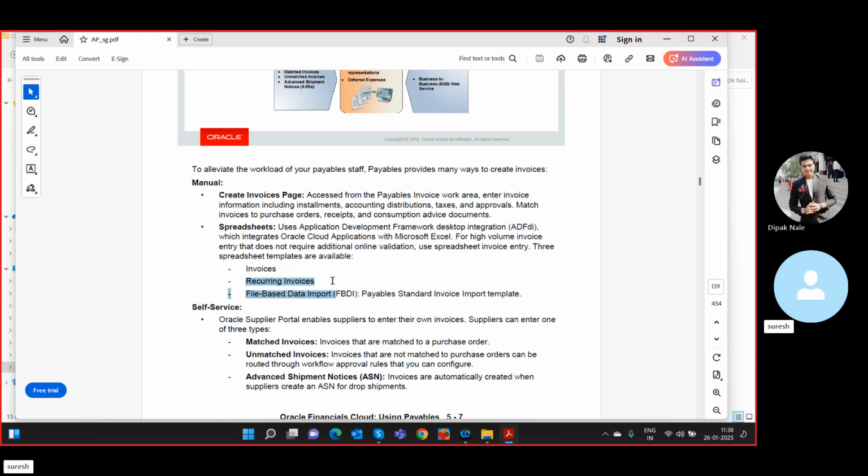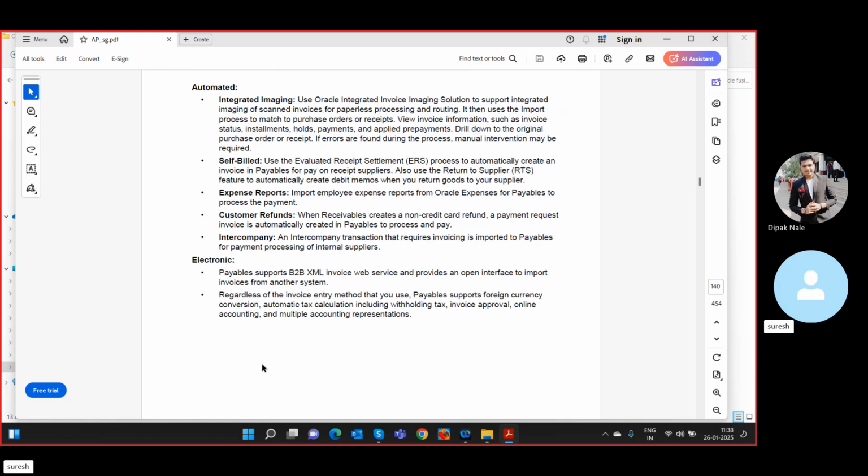Recurring invoice means repeated invoice. Suppose you want to create a rent invoice. Every month you are creating a rent invoice. So instead of an invoice, you can create a recurring invoice. A recurring invoice will repeat month after month automatically. If you want to alter, you can alter. These are all you can see, matched, unmatched.